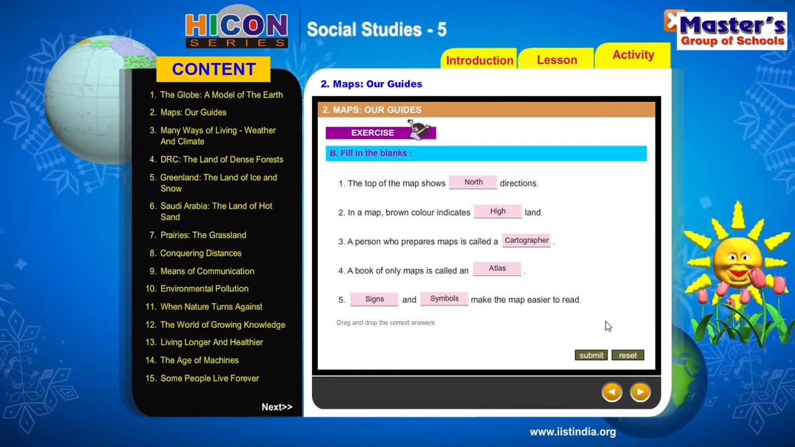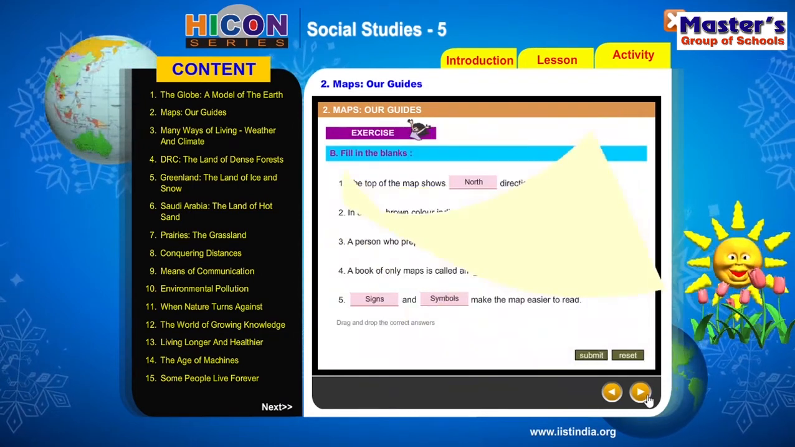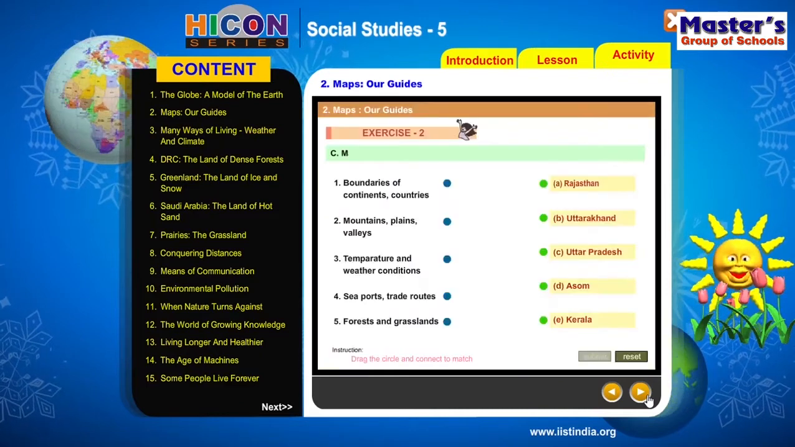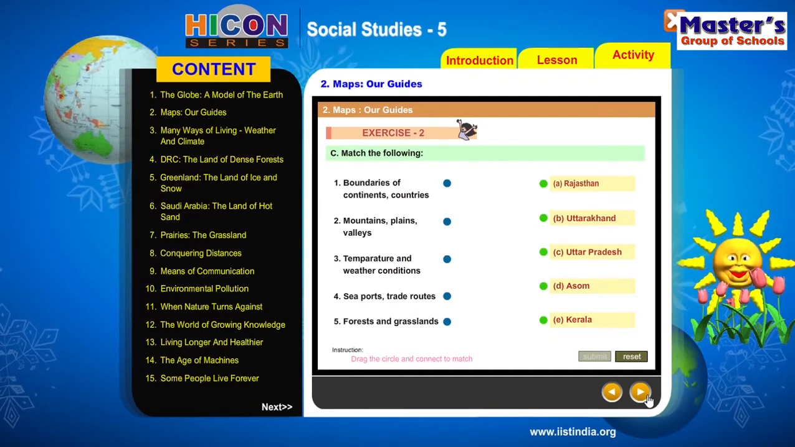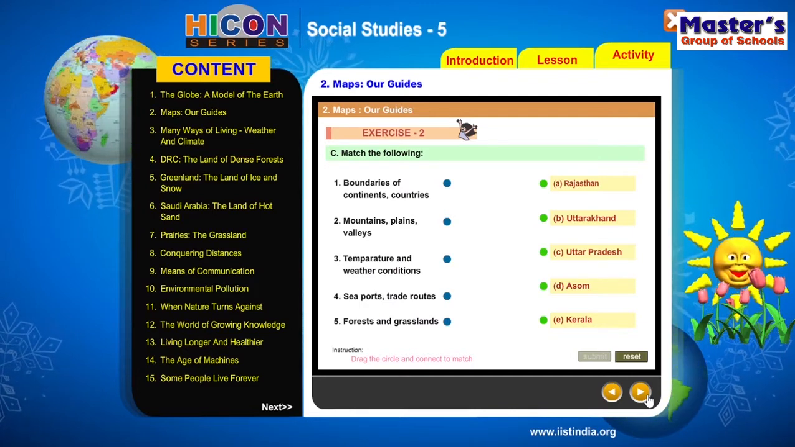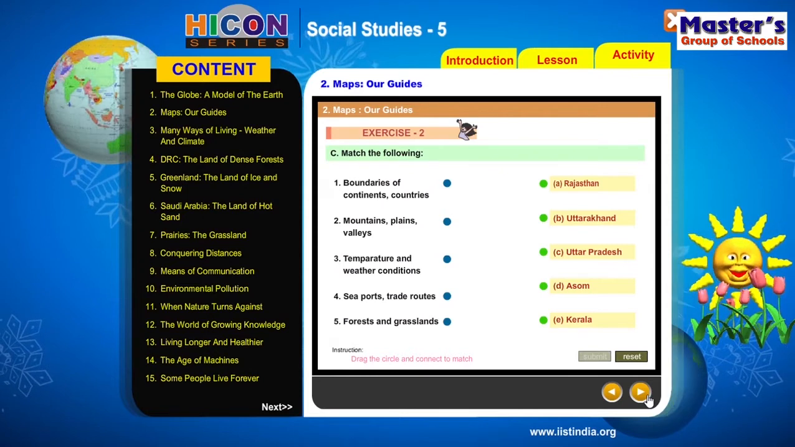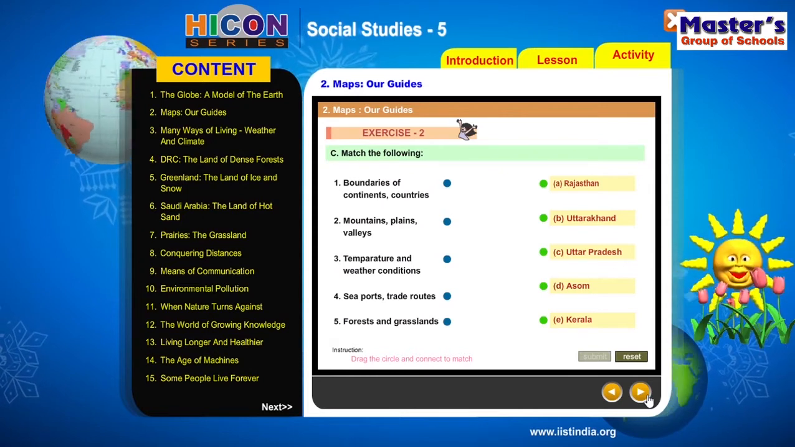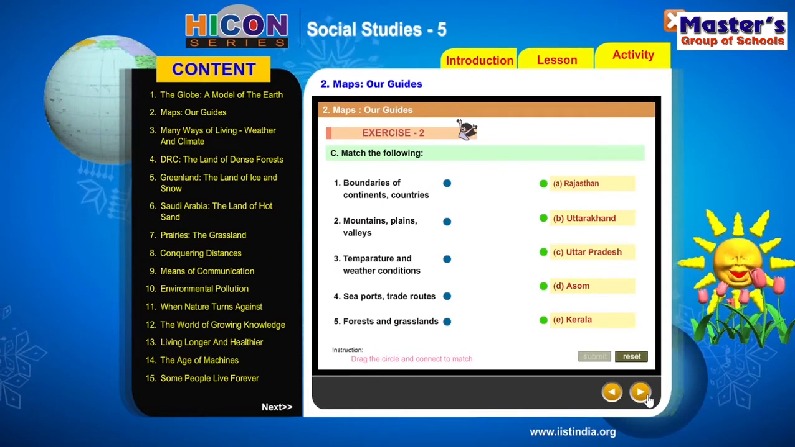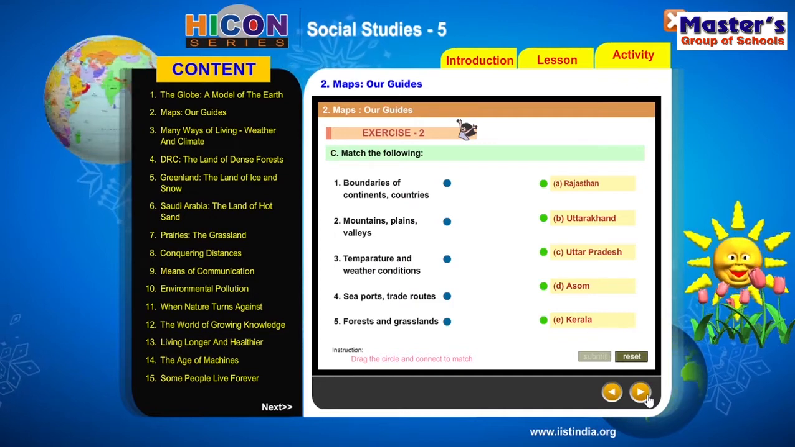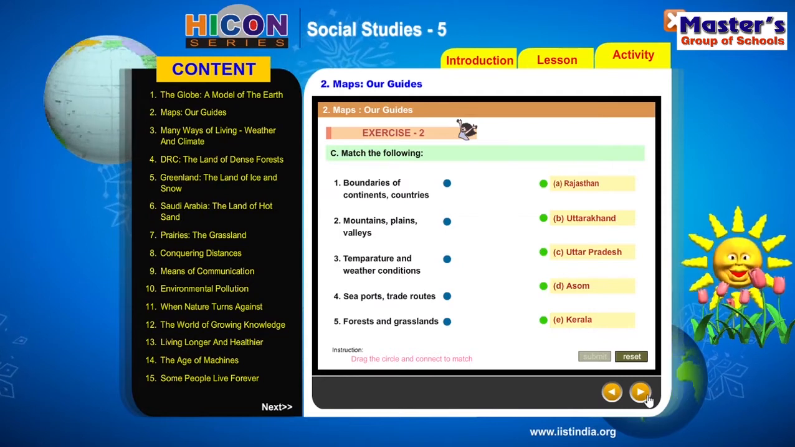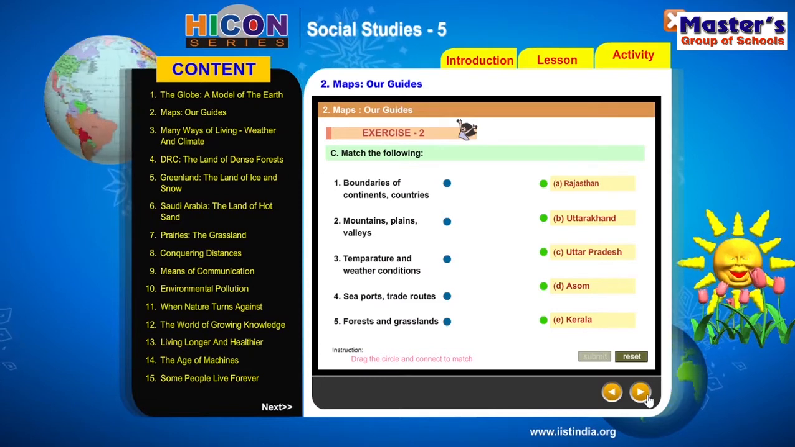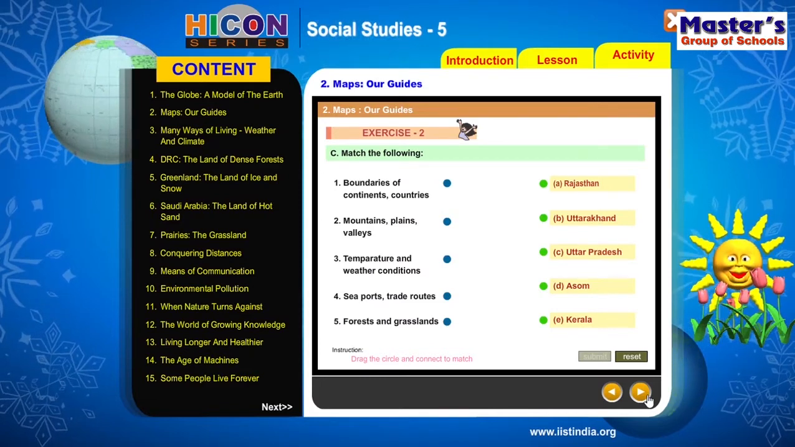Fine, children. So now we'll move on to the next one. It's a match the following. So on one side we have the descriptions and on the second side we have the locations or the different states mentioned there, isn't it? Okay. So now, boundaries of continents and countries.